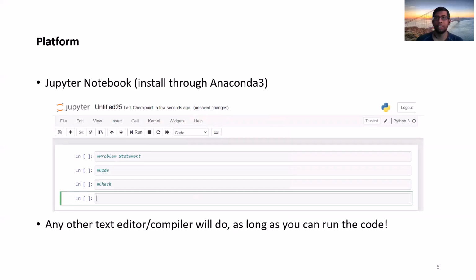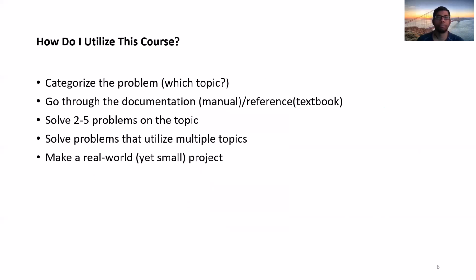As a platform, due to its versatility, I will use Jupyter Notebook, which you can easily install through Anaconda 3. Just make a Google search, Anaconda 3, and you'll be able to install Jupyter Notebook, in which you can write and debug your code. But any other text editor or compiler will do, as long as you are able to run the code after installing the Python environment on your machine.